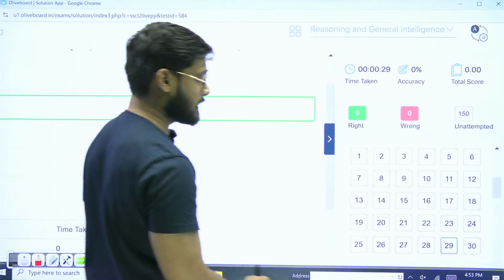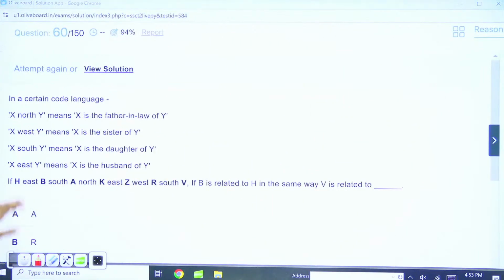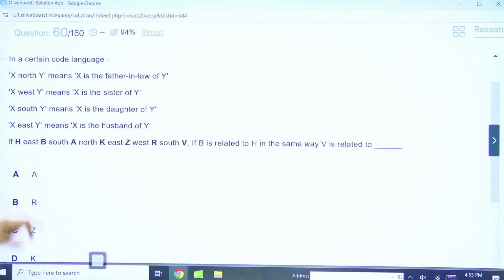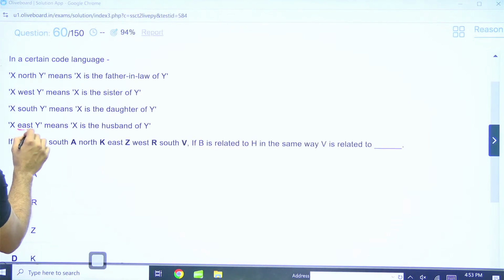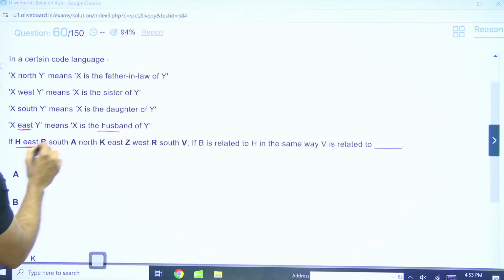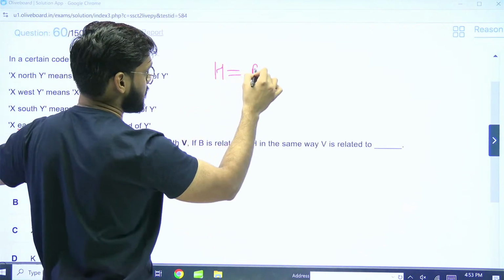Next, 30th question. 30th question on our screen. This question is from coded blood relation. Okay, we are given like this. Let's solve. H east B. East means husband. So H is the husband of B.